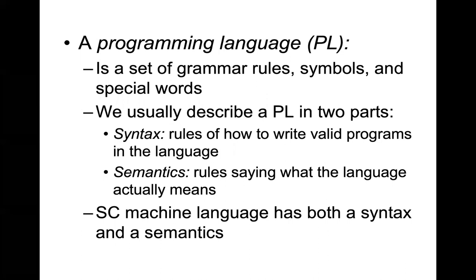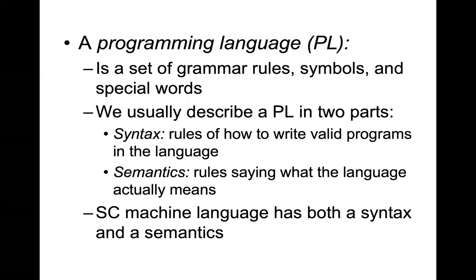And then the other part of a programming language is the semantics, and that says what the different things mean. It says what the different elements of the programming language mean. Like, what does a while loop do? What does an if statement do? So the machine language for the simple computer is a programming language. It's not a sophisticated one, but it's still a programming language. It has both a syntax and a semantics.